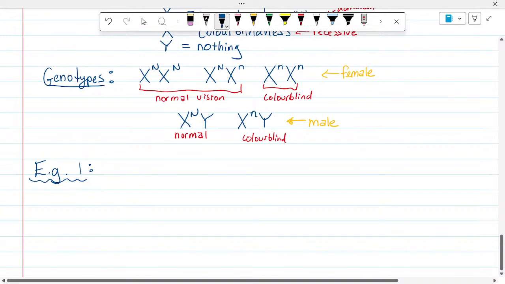Okay, so let's imagine a colorblind mom and a normal father have children. Is crossed with.